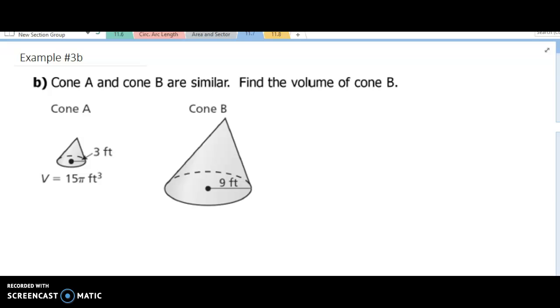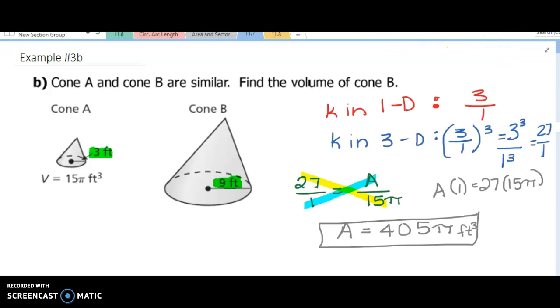All right, I want you to go ahead and do this one on your own. You guys should be pros at this by now, and then we'll go over it. All right, so you should have gotten the scale factor in one dimension is 3/1, or 1/3, whichever way you did it. And then you cube that to get it in three-dimensional space. So 3 cubed over 1 cubed is 27/1. If I put 27/1, the bigger volume is on top. That's the one we don't know, so we're going to call it A. The smaller volume is on bottom, 15 pi, we cross multiply. You should get A is 405 pi feet cubed.